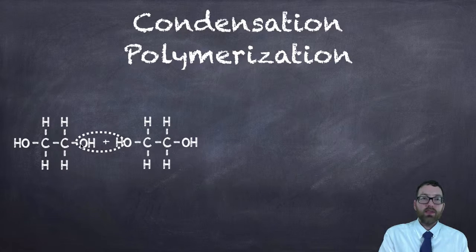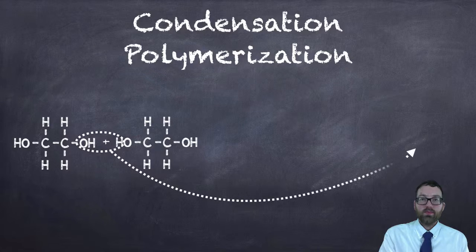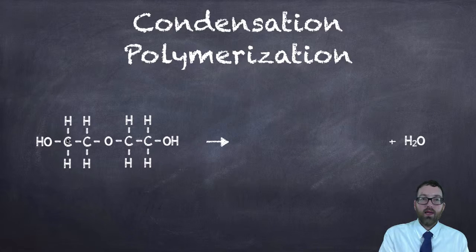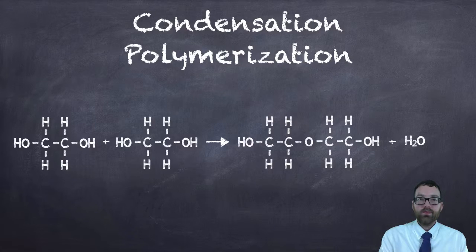So what happens is the OH from this alcohol and the H from this alcohol react to make a water molecule. So we're going to dehydrate this and we get a water molecule. And then we link the leftover of this molecule with the leftover of this molecule at this O. So I end up with this. I have my C, single bond O, single bond C. And I've taken two separate molecules and linked them into one larger molecule. So there's the whole reaction together.